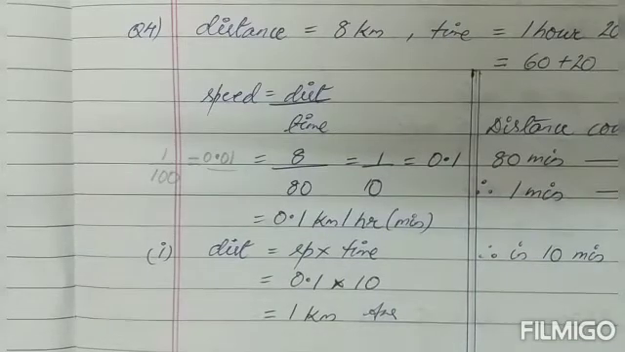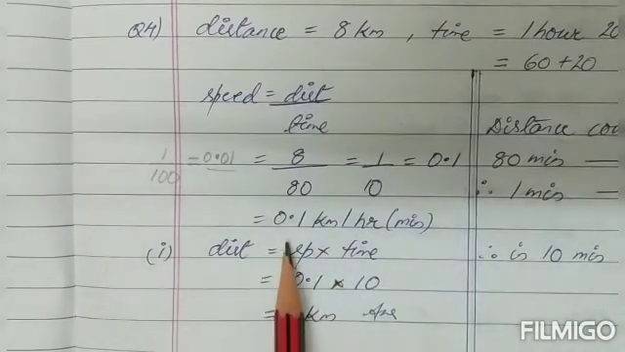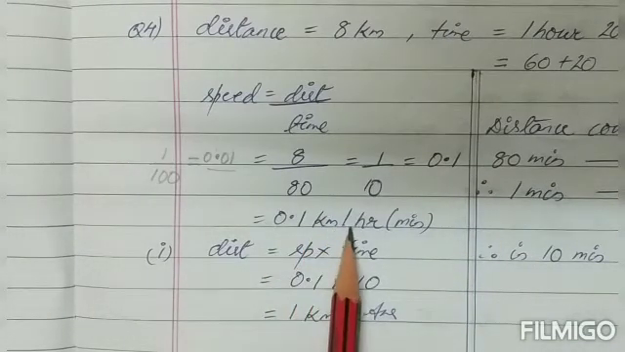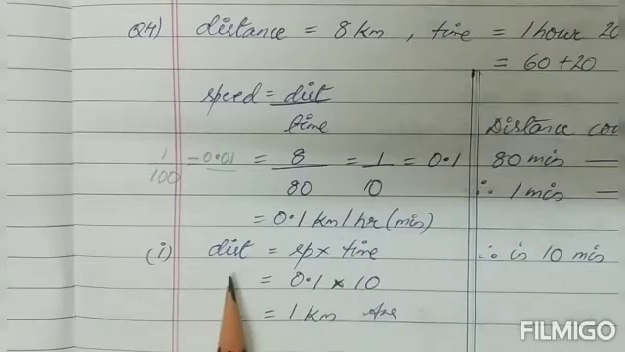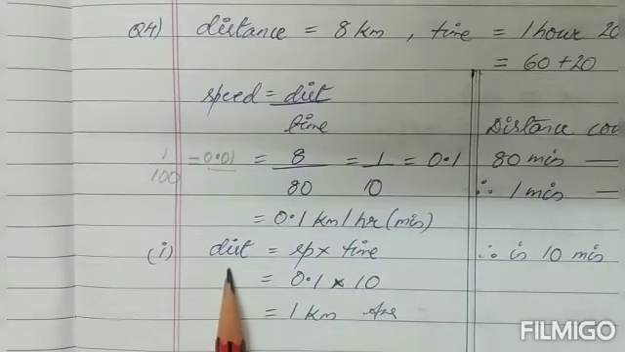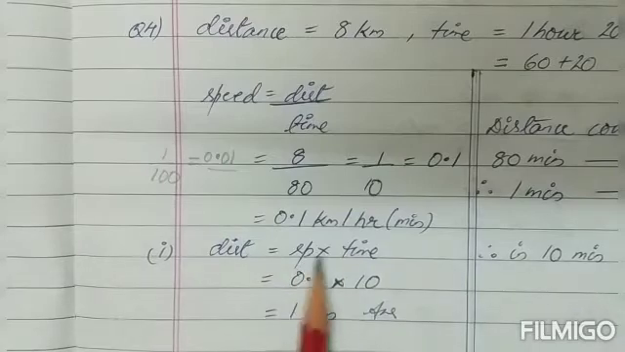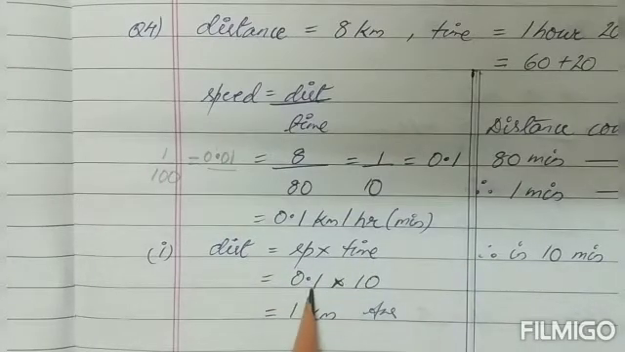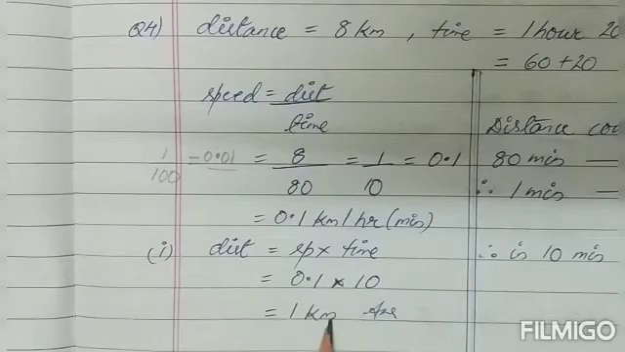So we have the speed given as 0.1 kilometers per hour. Right? Now distance is what is to be calculated. So distance is speed into time. Speed is 0.1, time is 10. So you multiply, you get the answer as 1 kilometer.